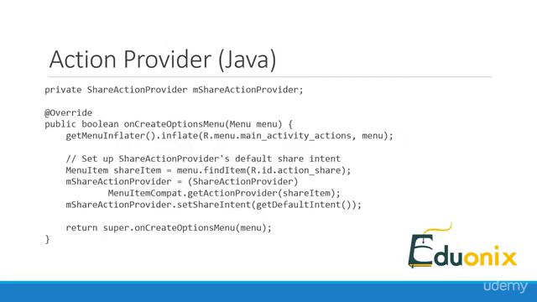Once the shared provider is added to our XML, in the onCreateOptionsMenu method callback, we can set up the menu and obtain a reference to the share action provider and set a default intent for the provider. In this case, the getDefaultIntent method returns an intent with an action, intent action send, and a type of data that is being shared. Calling the setShareIntent method with the default intent will set the intent information for the share action so that it can be populated dynamically.